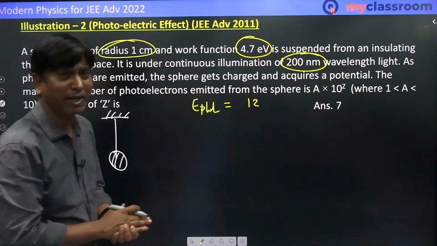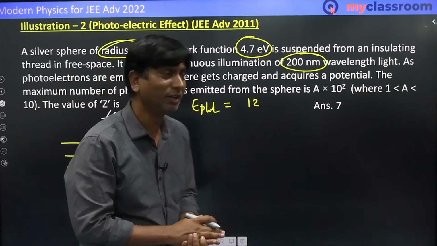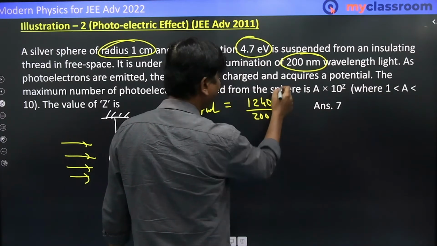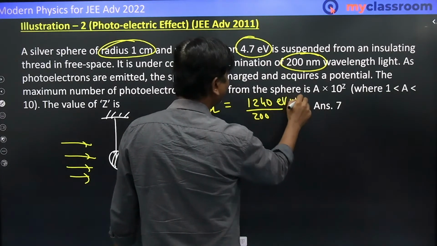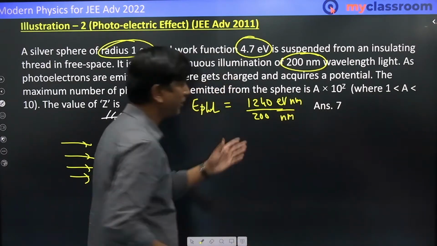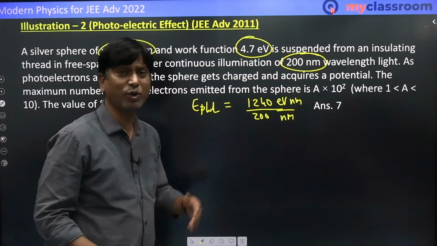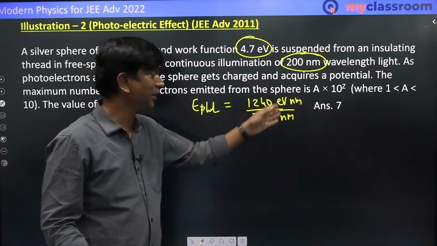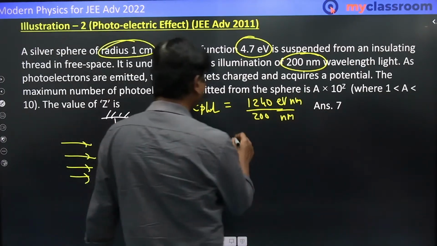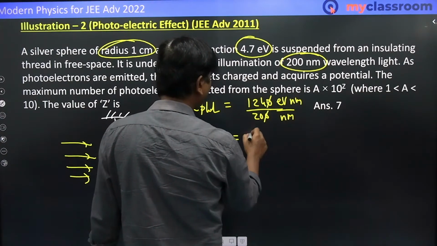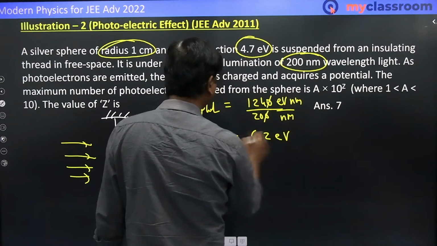You are using hc by lambda, but a direct formula is also there. So 1240 by 200. This is 1240 electron volt nanometer by 200 nanometers. This is a direct formula which will apply, correct? When it is in angstroms, then you will use 12,400 by lambda in angstroms, but in nanometers you will use this, okay? And this value you are going to get as how much? So 6.2 electron volts is the energy of each photon.